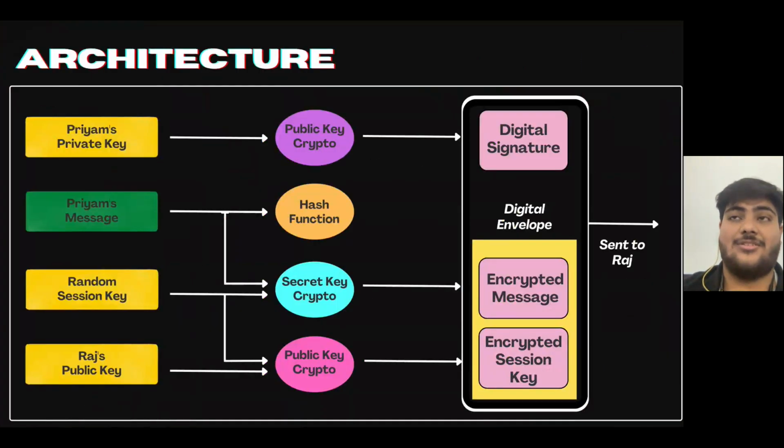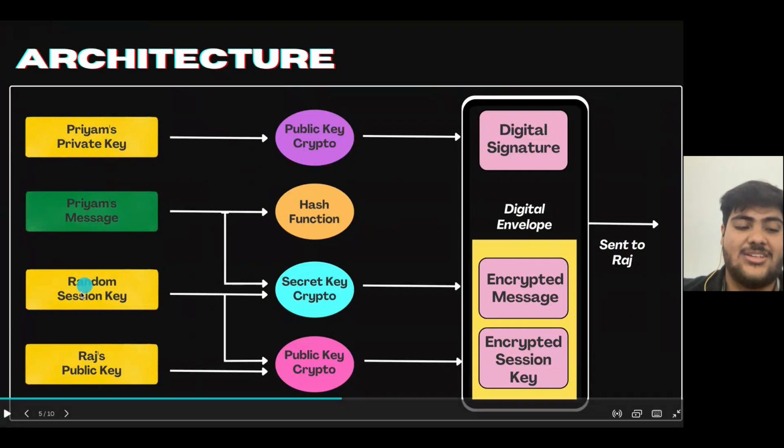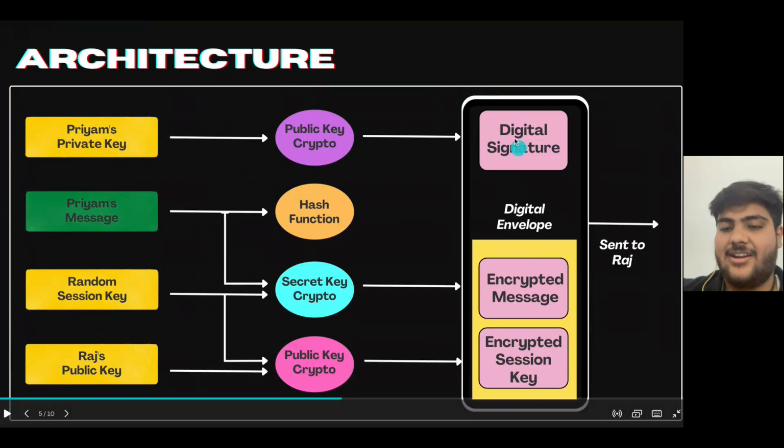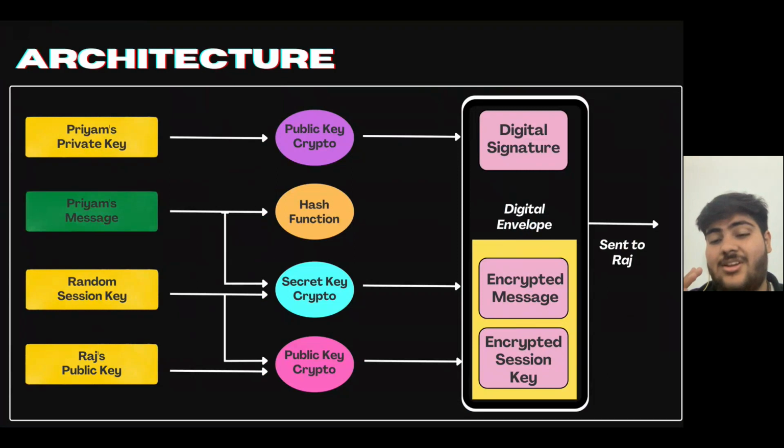Now what is the structure of cryptography? You can see this is Priyam's private key, and this is my message. And this is a random session key and my friend Raj's public key. With public key crypto, it creates a digital signature. To send a message, it creates an envelope with a digital signature so that they know that only you have sent that message and no one else. And then they send it.